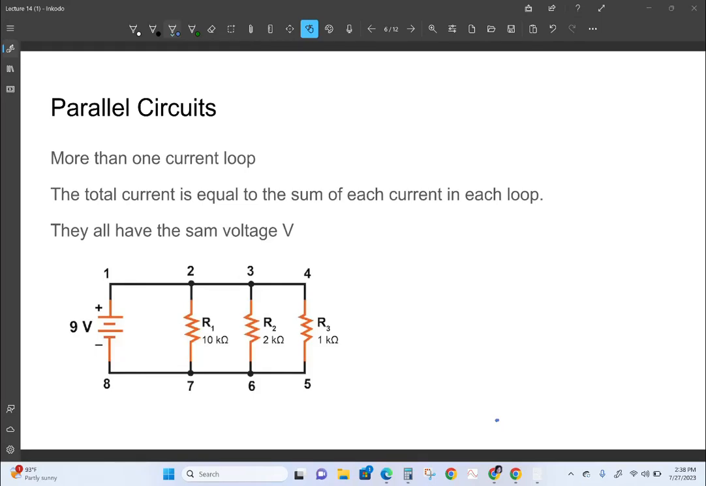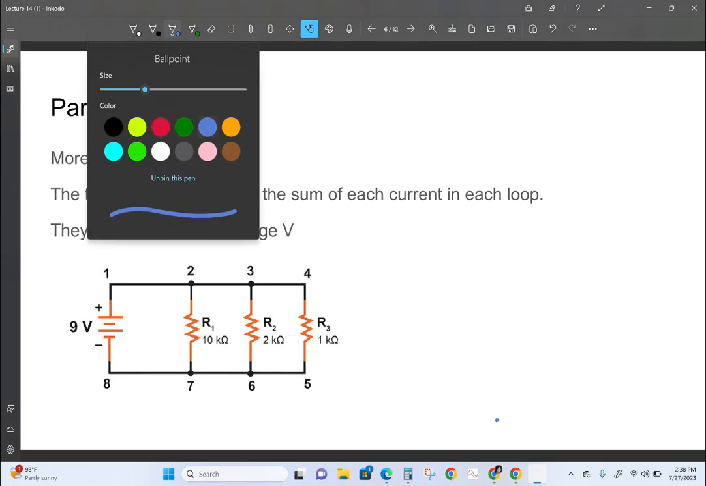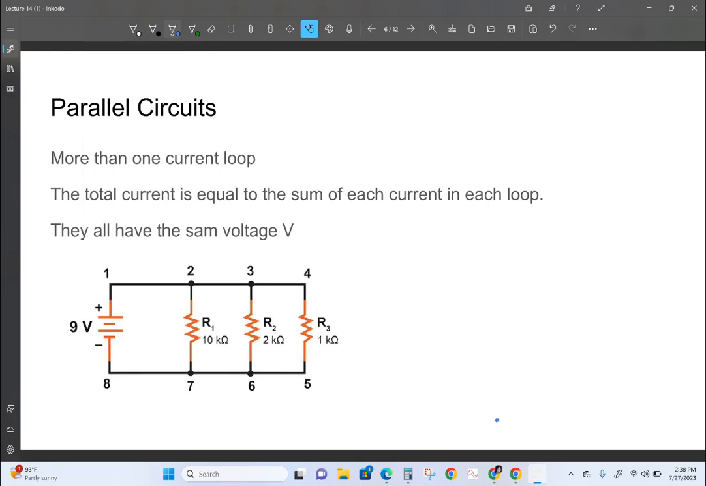The definition of a parallel circuit is a circuit that has more than one current loop. So let's look at this. As we go from the positive terminal, we see that the current goes to junction 2. So that would be the total current, but then it splits up and it goes into R1.